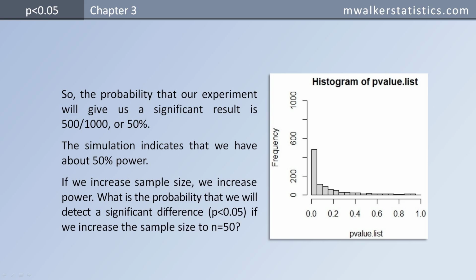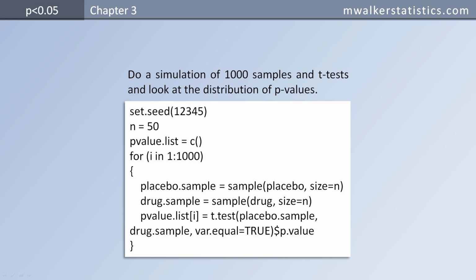What is the probability that we will detect a significant difference, p less than 0.05, if we increase the sample size to n equals 50? Do a simulation of 1,000 samples and t-tests and look at the distribution of p-values. Plot the p-value list. What percent of the 1,000 simulated samples give a p-value less than 0.05?